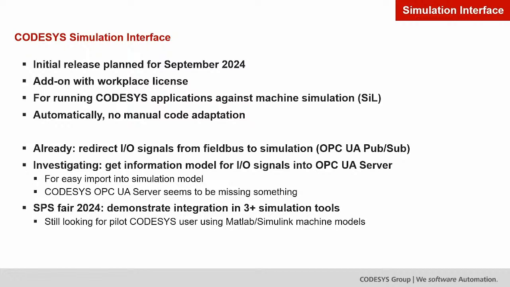What is working already is that we redirect the I/O signals from the Fieldbus to the simulation using OPC UA PubSub, and we are investigating how to get the information model for the I/O signals into the OPC UA server for an easy import into the simulation model. The CODESYS OPC UA server seems to be missing something there, which we need.